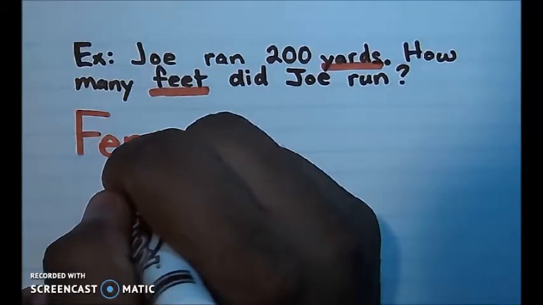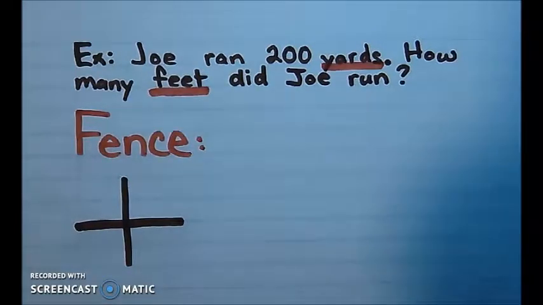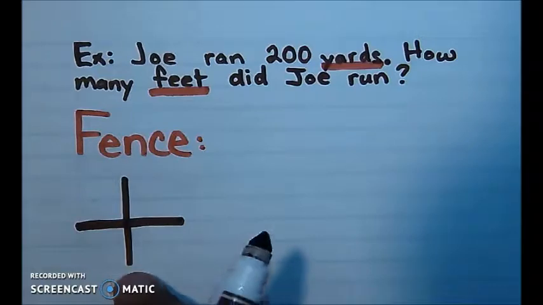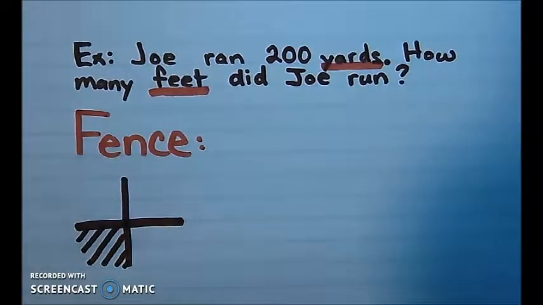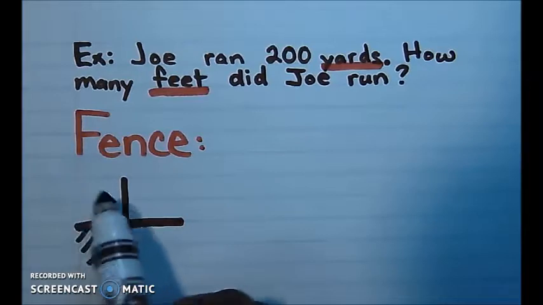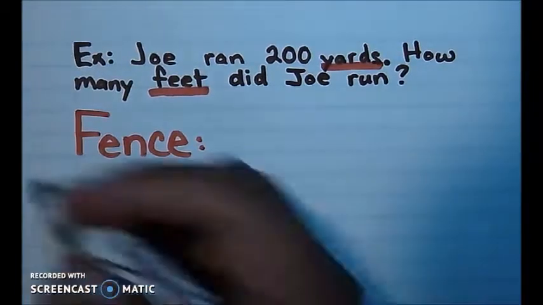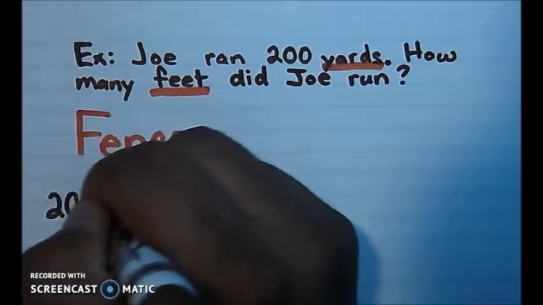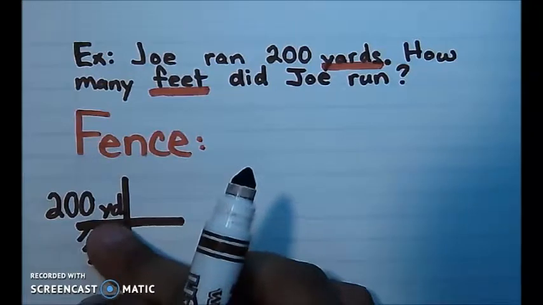So the fence is going to start off looking like a plus sign. Just like that. And one of the things I know is that there's nothing that's going to go in the bottom left box. So that's going to stay blank. Every single time that stays blank. Nothing goes there. And if we look back at our notes on how the fence actually works, we know that this top box up here is what I know from the problem. So when I read the problem, I'm trying to figure out, what do I know from this problem? I know that Joe ran 200 yards. So that's what I'm going to put on top. 200 yards. Okay, so we have 200 yards on top because that's what I know from the problem.